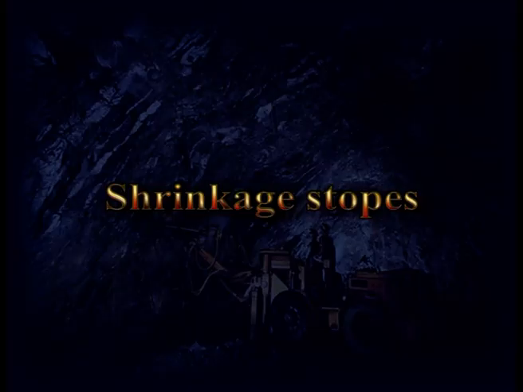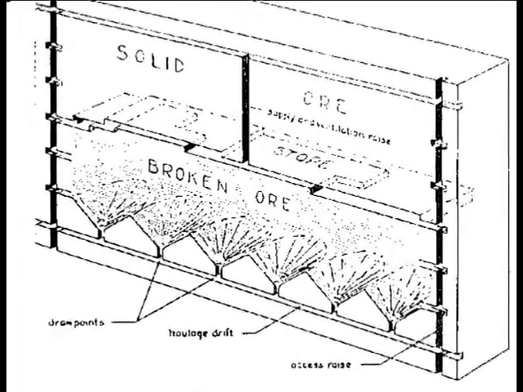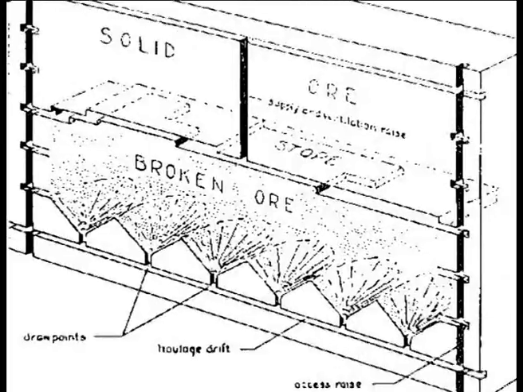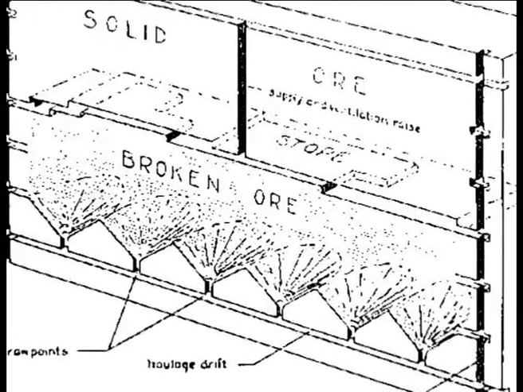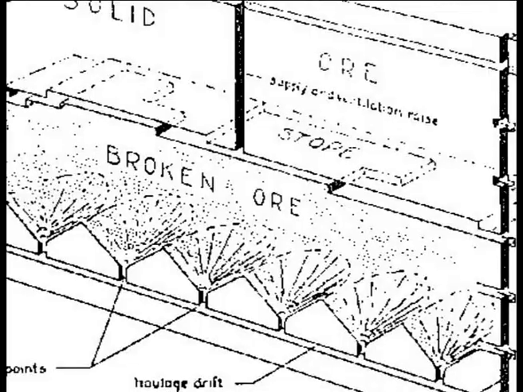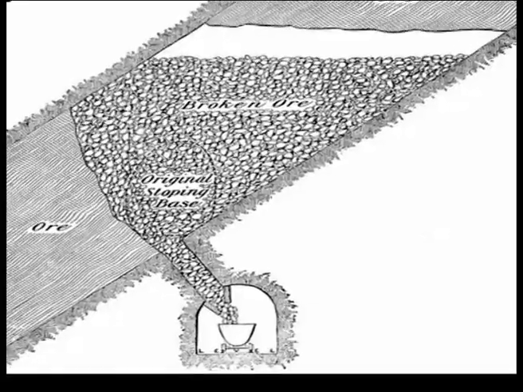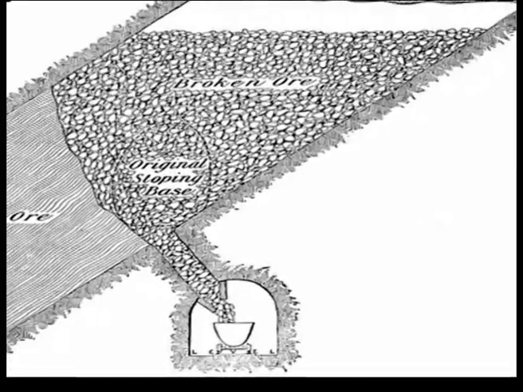Shrinkage stopes. In this method of mining, overhand stopes are developed and the broken ore is not removed from the stope but utilized to support the stope. Soon after each blast, the broken ore fills up a considerable part of the stope and the stope appears to shrink or become smaller in size.